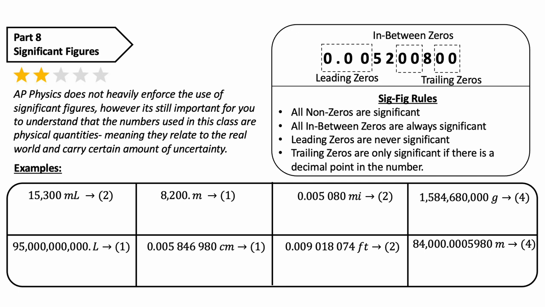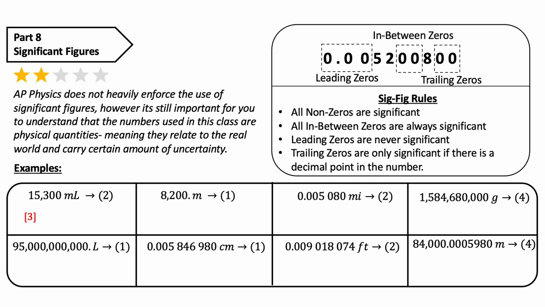Okay, let's start with number 1. We see we have the number 15,300. Well, it tells us in our sig fig rules that the 1, the 5, and the 3 are all non-zero, so they have to be significant. So this is really just a question of figuring out, is this 0 important or not? It tells us trailing zeros are only significant if there's a decimal point. There's no decimal point in this number, so only the 1, the 5, and the 3 are significant, so this number has 3 sig figs.